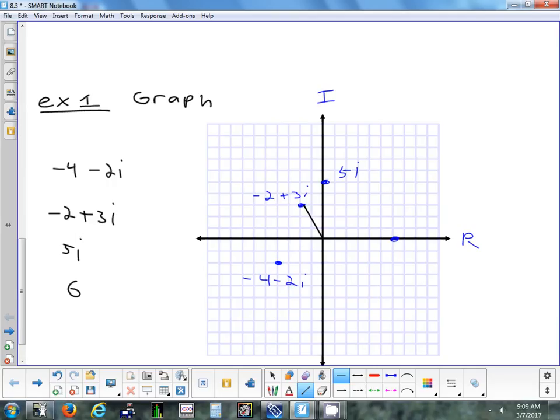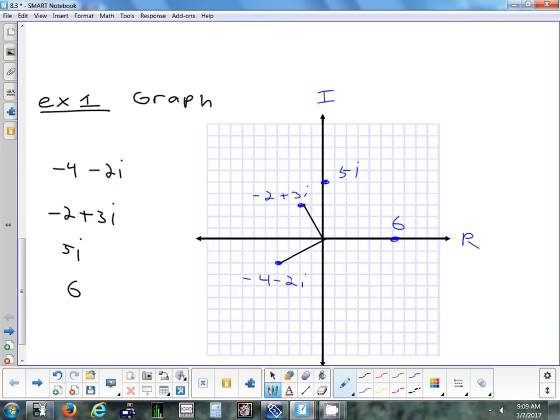Now, in some cases, that's pretty easy to measure. Like for this one, it's just 6 units. You can just count it. 5i is just 5 units. You can count it because it's on an axis. But what makes that a little harder to find that distance? Yeah, because the line is at an angle. So what do you think we could do? How would you use trig to figure out the length of that line segment?